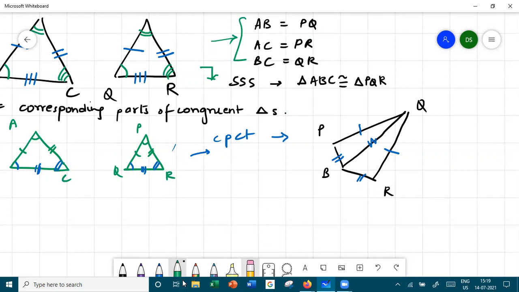PB is equal to BR. So whatever I marked in blue that we used to prove congruent, exclude that. What other parts can I prove as equal, now that I have proved that these two are congruent? Angle P is equal to angle R. Correct. Angle Q is equal to angle Q. Correct. And angle B is equal to angle B. Correct. Awesome. So you've got this.